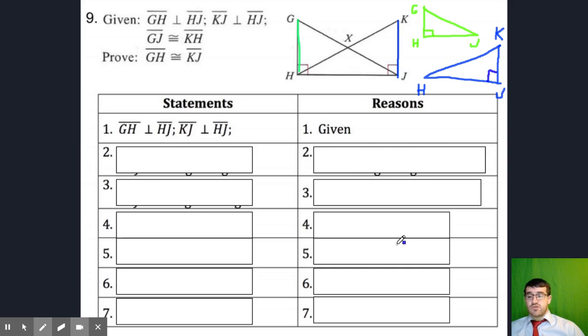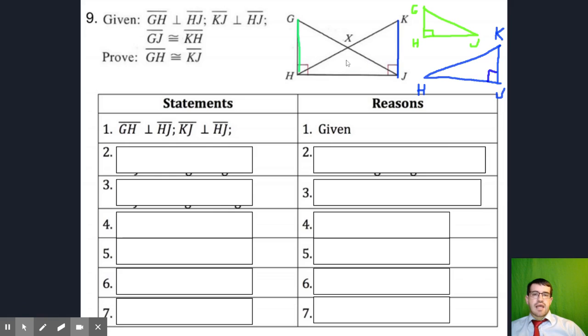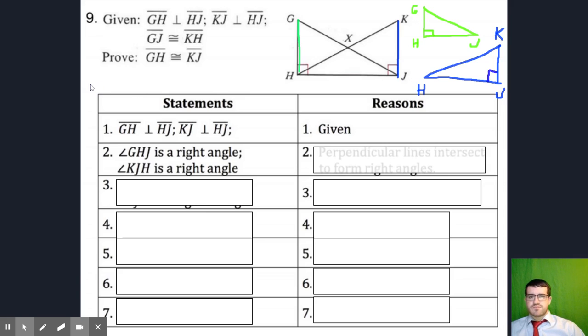Okay, well, as usual, we're going to start with the given information. We have GH is perpendicular to HJ, and that KJ is perpendicular to HJ. Then we know that GHJ and KJH are right angles. And we know that's because perpendicular lines intersect to form right angles. So now that we know we have perpendicular lines and we have right angles, we're going to try to look for HL.